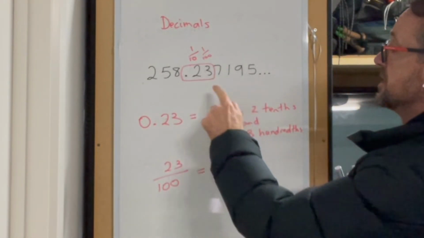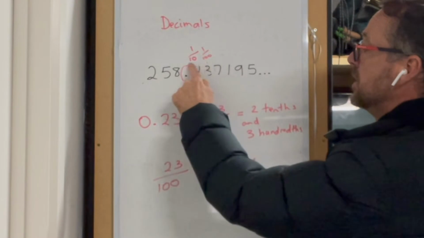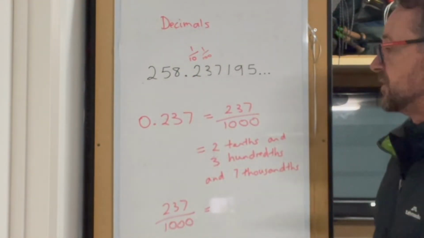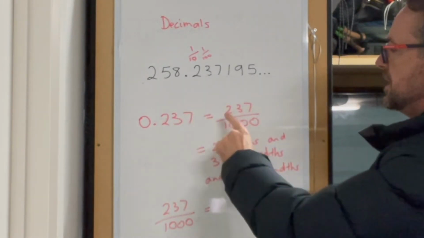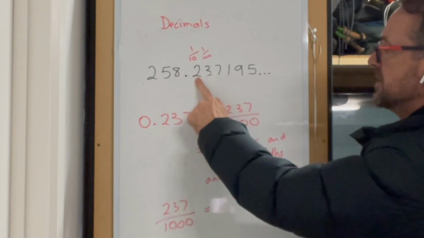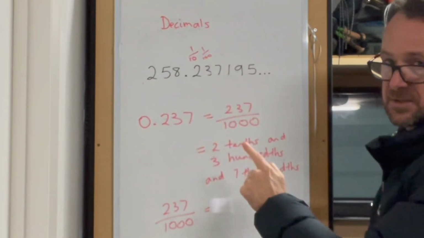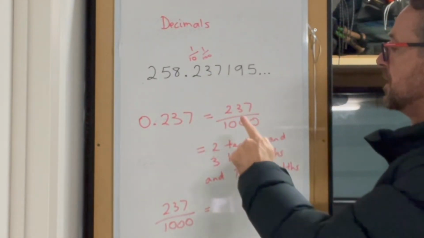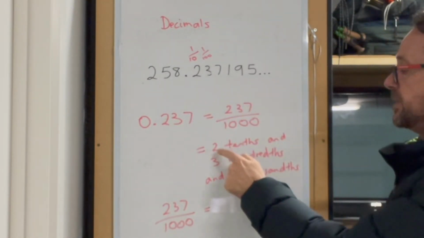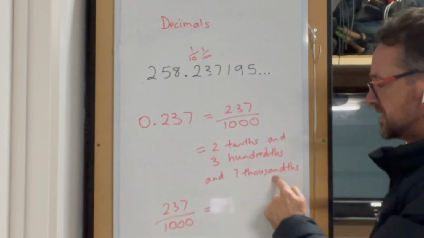Let's look now at including more digits from here. So 0.237 is equal to 237 over 1,000. So we can see that we have tenths, hundredths, thousandths. And then we can look at that 237 over 1,000 as 2 tenths and 3 hundredths and 7 thousandths.